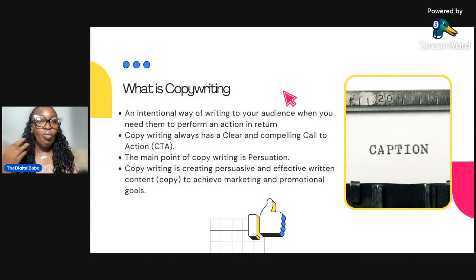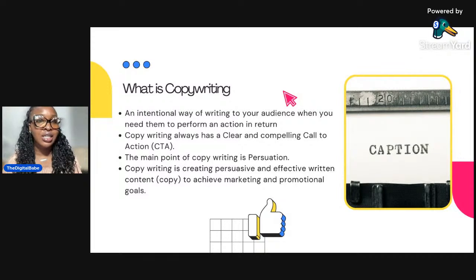So now I've explained what a copy is, and I told you that a copy is written content strictly for advertisement and marketing purposes. So it's not just for anyhow writing, it's for advertisement, it's for marketing, right? And now, what is copywriting? Copywriting is an intentional way of writing to your audience when you need them to perform an action in return. So when you are doing copywriting, you are being intentional. You're not just writing. No, you are sitting down and you are carefully crafting out your words, because you know that these words, when people see them, are for advertisement, and you want them to perform a particular action, right?